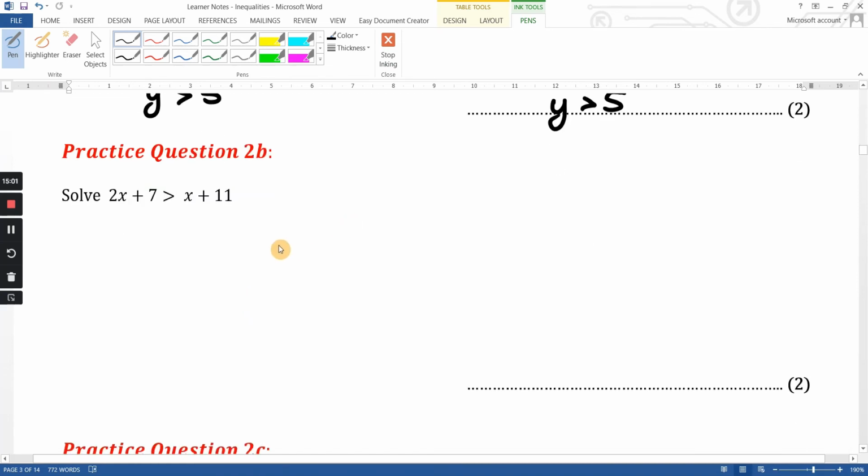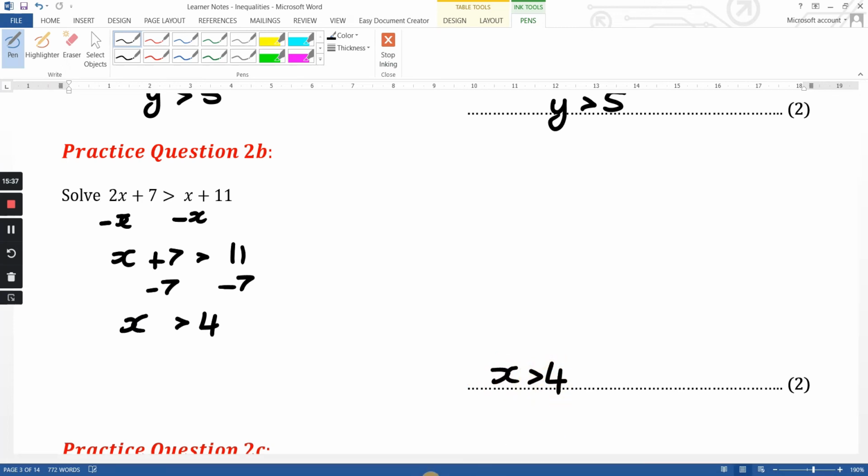Next one. Ooh, we've got x's on both sides. So again, similar sort of thing to when you were solving normal equations. I'm going to keep it on the bigger side. So let's keep the 2x here. Let's get rid of the 1x first to both sides. That gives me x plus 7 is greater than 11. Now let's get rid of the 7. That gives me x is greater than 4 for that. And there's my answer. X is greater than 4. 2 marks for that.